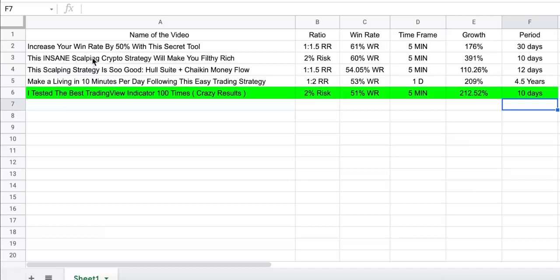So I'd highly suggest you check out this video: This insane scalping crypto strategy will make you filthy rich. That was an absolutely crazy strategy. We were risking 2% per trade, and we didn't set our take profit target. We were letting our winners ride, and we had a 60% win rate, and we made over 390% return on our account. So that was absolutely insane.